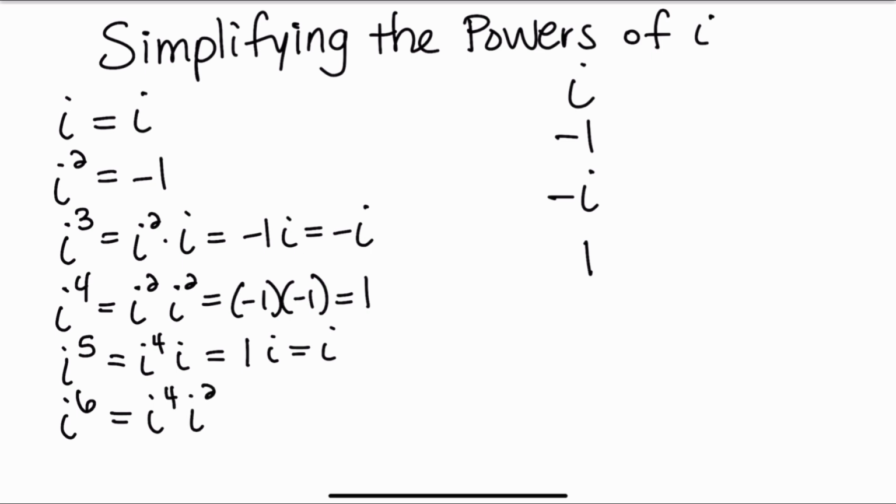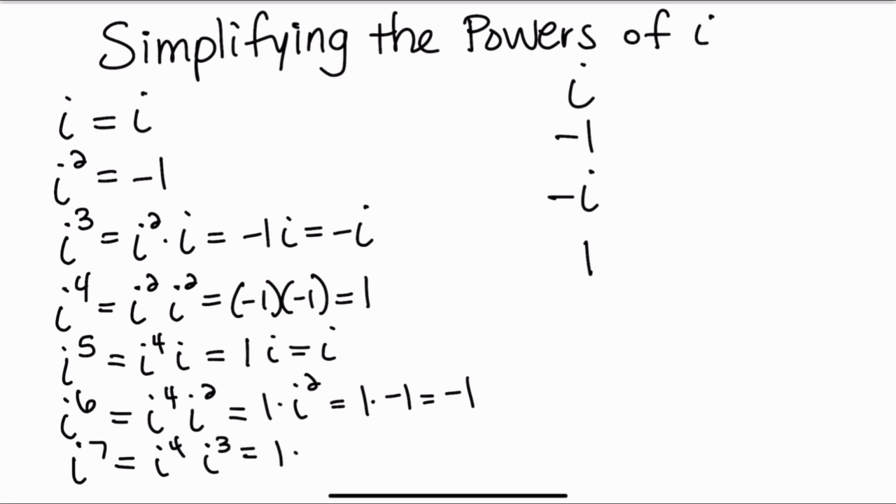So i to the fourth, i to the second, which is 1 times i squared. i squared is negative 1. 1 times negative 1 is just negative 1. i to the seventh power is i to the fourth times i to the third. i to the fourth is 1. i to the third is negative i. So we end up with negative i.